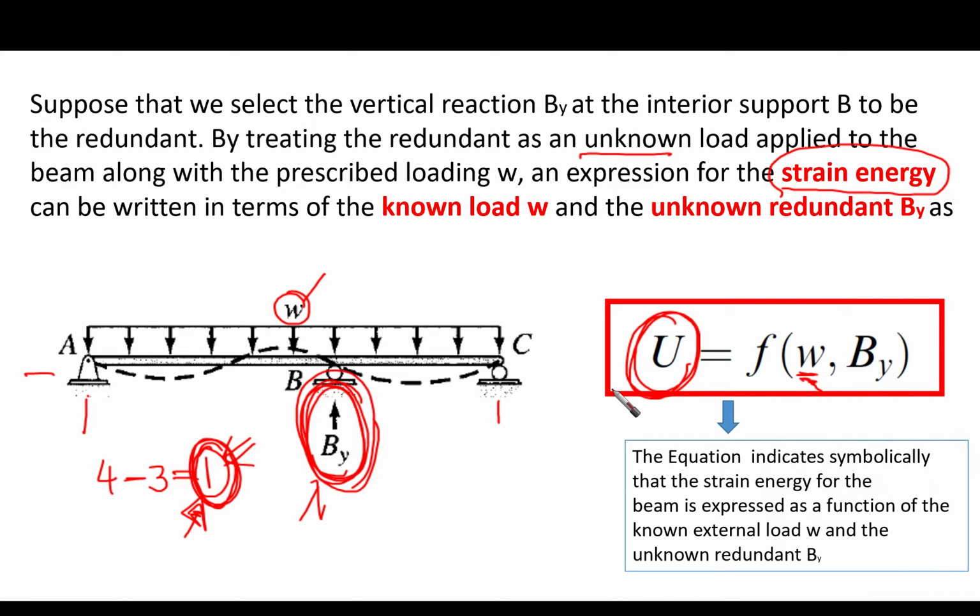Okay, so this function or this equation indicates symbolically that the strain energy for the beam is expressed as a function of the known external load W and the unknown redundant By. Okay, so we do not know exactly what this function looks like, right? We have no idea now, but we are sure that this strain energy is a function of these two things.